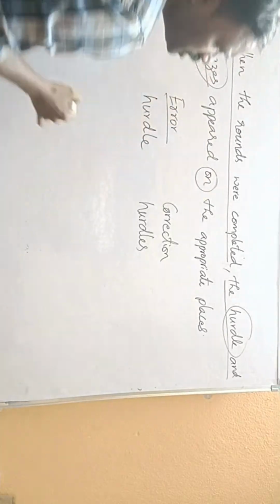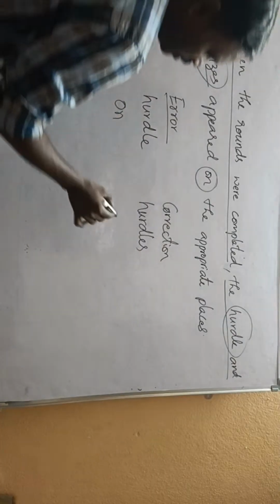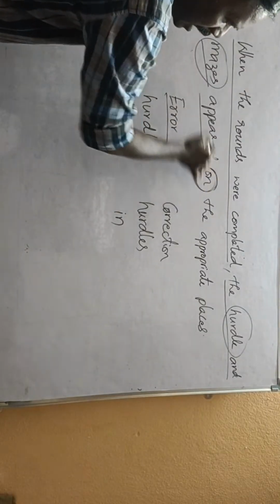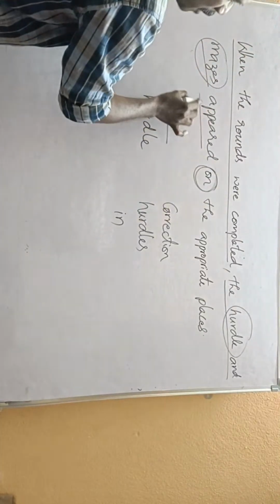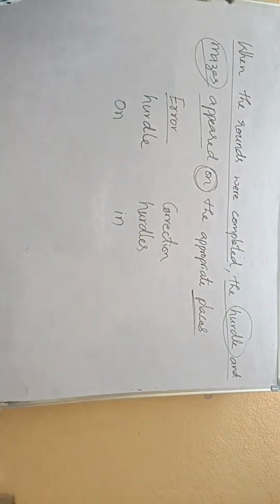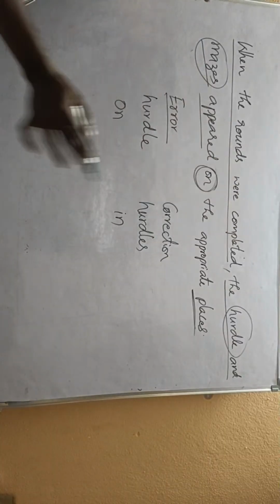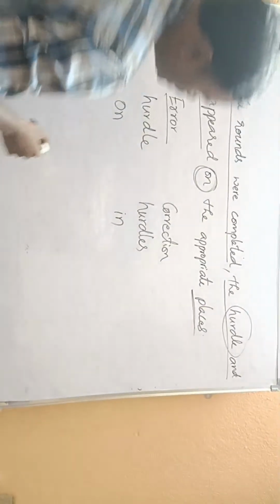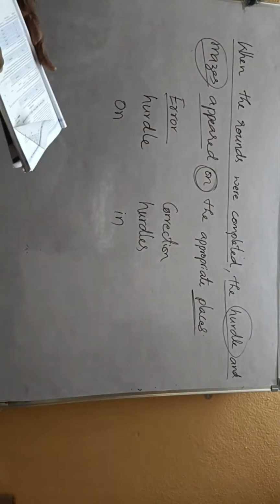After that, mazes appeared. On is the preposition used in this context; on should be replaced with in. Appeared in the appropriate places, because here the word used is places. So here are two errors, and we corrected the two errors. Next.